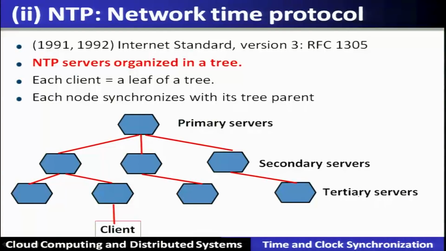Now, we will see another time synchronization protocol, which is called the Network Time Protocol, NTP, which in 1991 and 92 became an internet standard, RFC 1305. Here it is assumed that the network time servers are organized in the form of a tree and each client will be at the leaf of the tree. This tree hierarchy of servers is such that every child will synchronize with its parent server. So, on the top you have a primary server, which is assumed to be synchronized in its time, and secondary servers will synchronize their time with the primary server, and tertiary servers will synchronize their time with the secondary servers, and clients will synchronize their time from the tertiary servers, and so on.